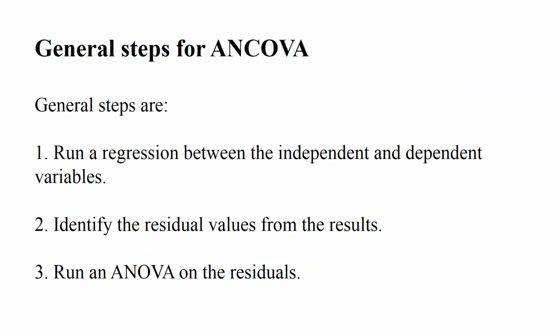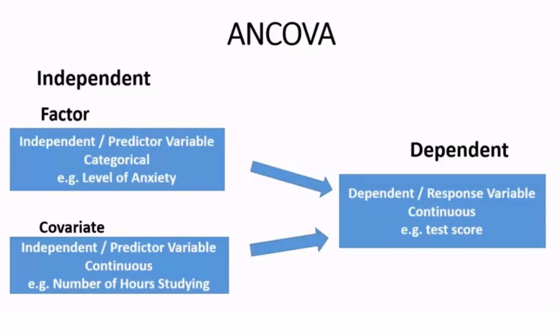So the steps are: first you have to run a regression, between the independent and dependent variable. After getting the regression you have to extract the residuals, meaning the errors, so slope, intercept and residuals. Then you have to run an ANOVA on these residuals. So first regression, then take the residuals, then run an ANOVA.